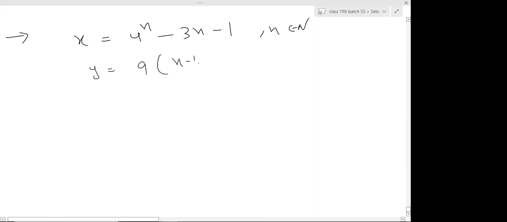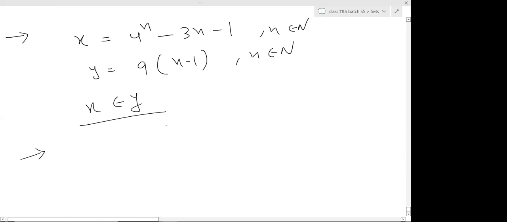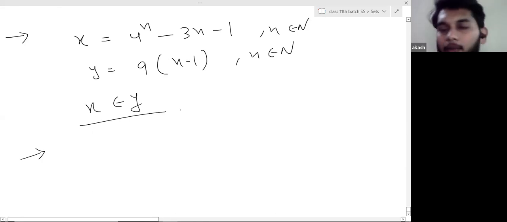One question was, if x equals 4 to the power n minus 3n minus 1, where n is a natural number, and y equals 9 bracket n minus 1, where n is a natural number, prove that x is a subset of y. This question is from RD Sharma. Can you tell me how you can solve this?